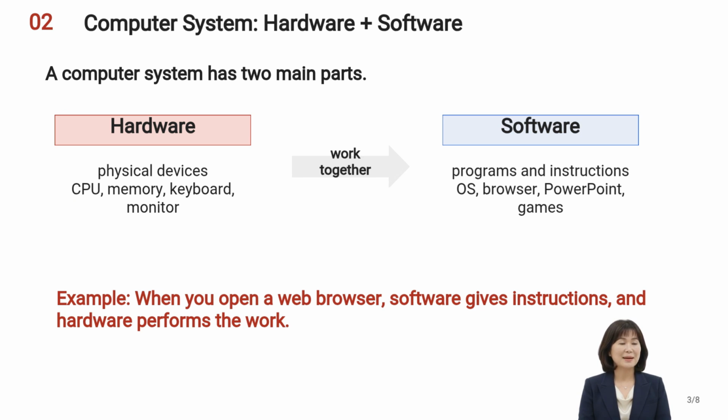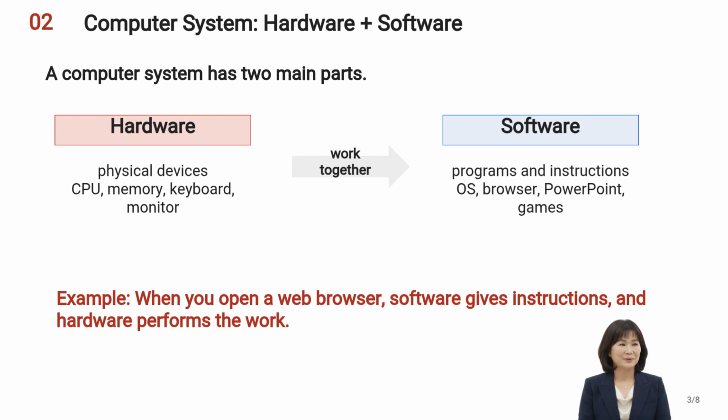A computer system has hardware and software. Hardware means the physical devices. You can touch hardware. The CPU, memory, keyboard, mouse, and monitor are examples of hardware. Software means programs and instructions. You cannot touch software in the same way, but software tells the hardware what to do. Operating systems, web browsers, video players, and PowerPoint are examples of software.